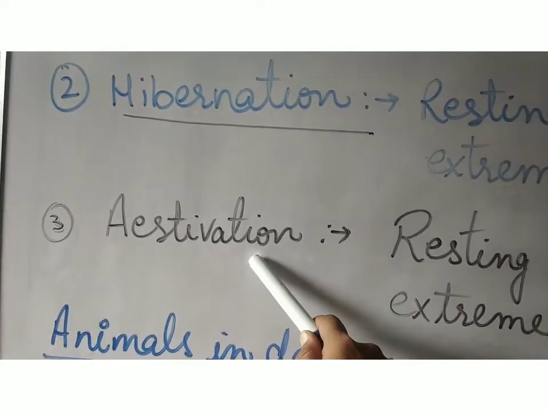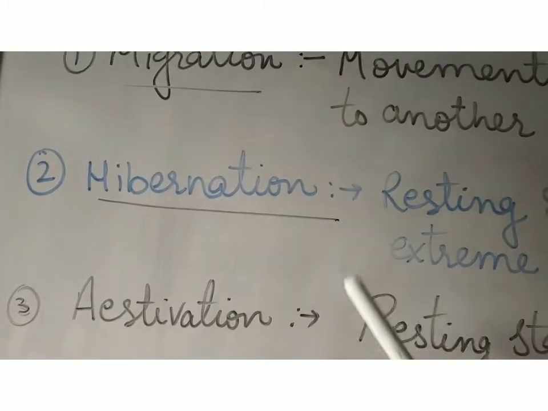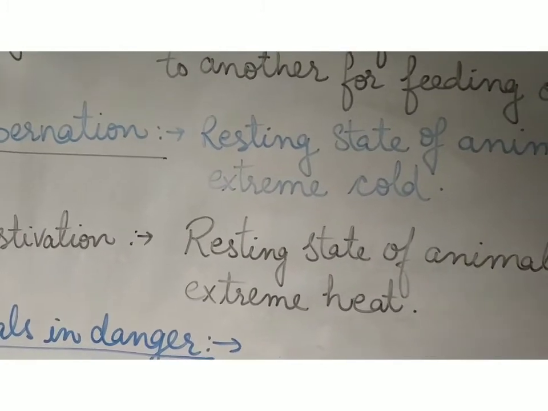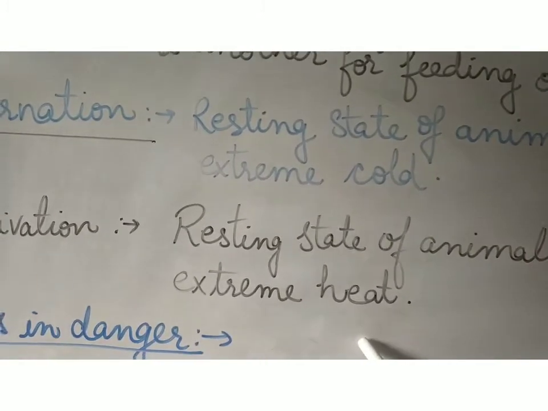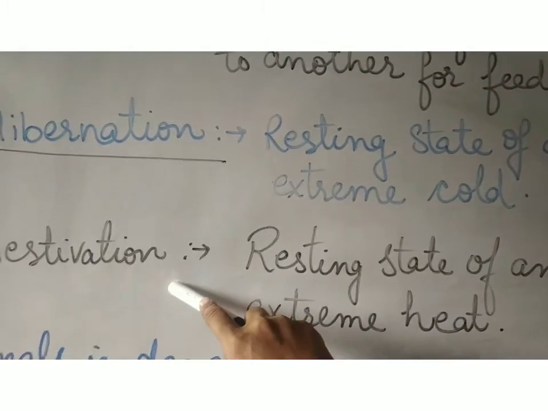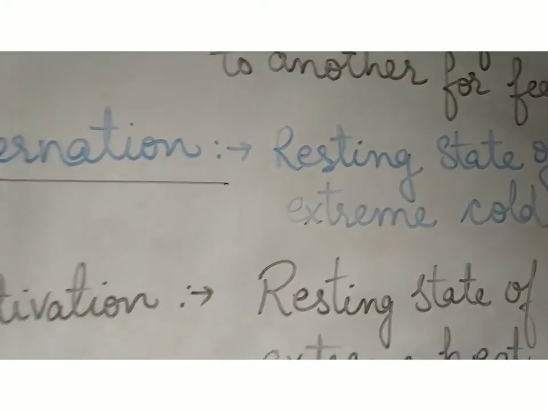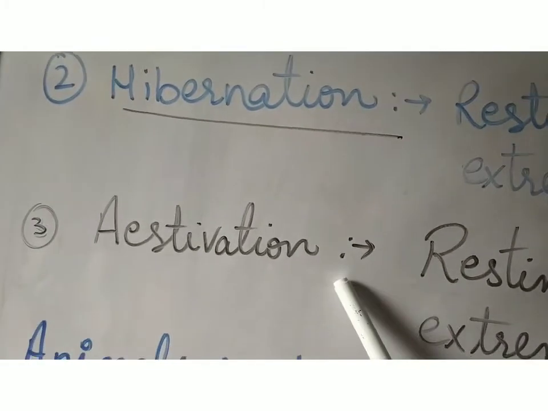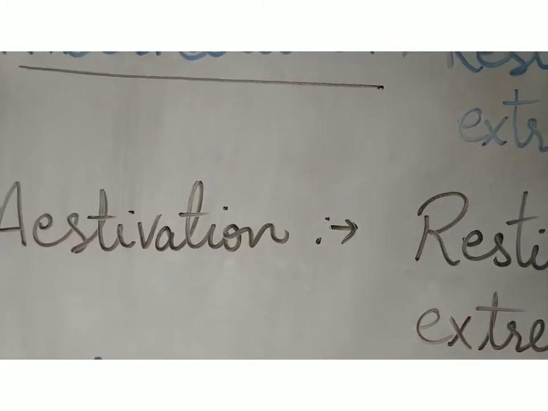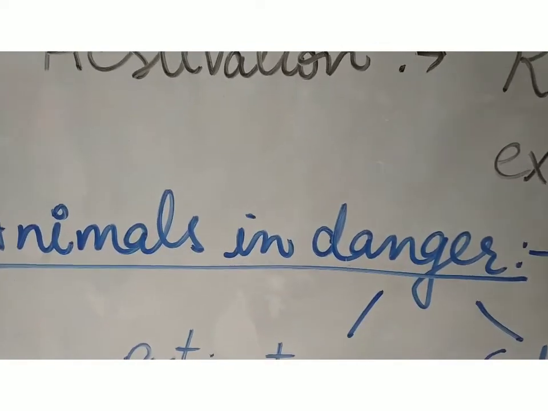Now the next term is estivation. Just like hibernation is the resting state in extreme cold conditions, estivation is the resting state of animals to avoid extreme heat. Okay, in the summers, animals show estivation, and in winters, they show hibernation. Examples of animals that show estivation are crocodile and lungfish.